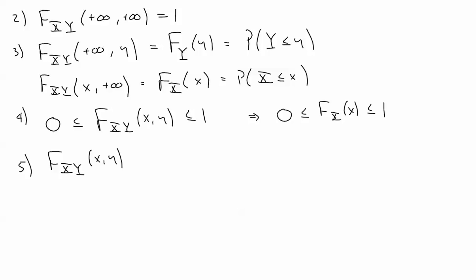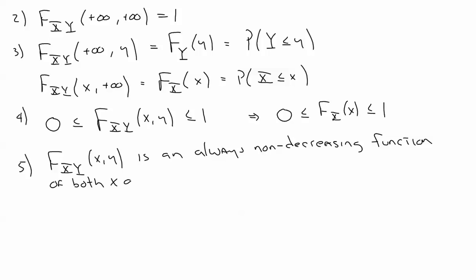Fifth property is that my joint cumulative distribution function is an always non-decreasing function of both x and y. All right? It's an always non-decreasing function of both x and y. It can plateau, it can flatten out as x and y or x or y increase, but it never decreases. Okay? Just like for the marginal cumulative distribution functions.